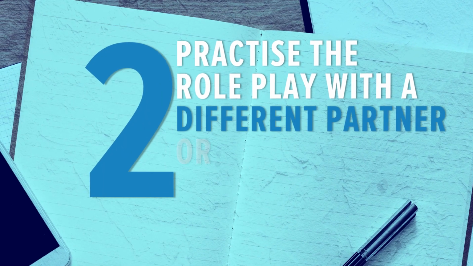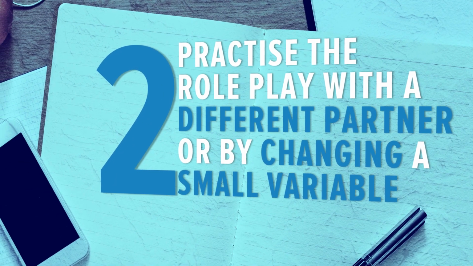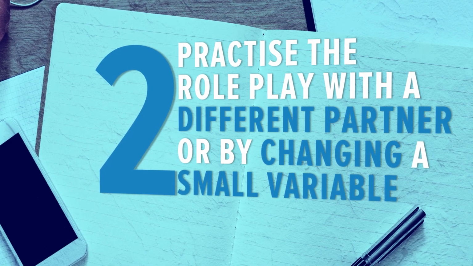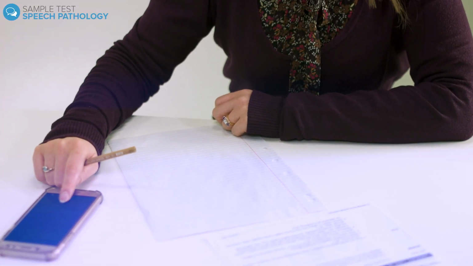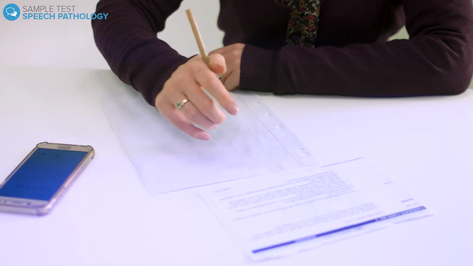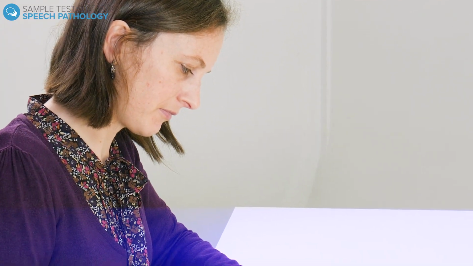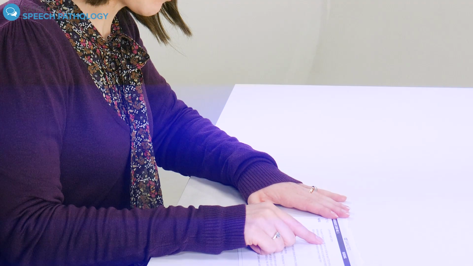Practice the role play again with a different partner or by changing a small variable of the role play, for example by changing the patient's age or the emotion the parent is feeling about the situation. Think about the different language you might need to use for this role play if the patient was older and it was perhaps linked to parental divorce.